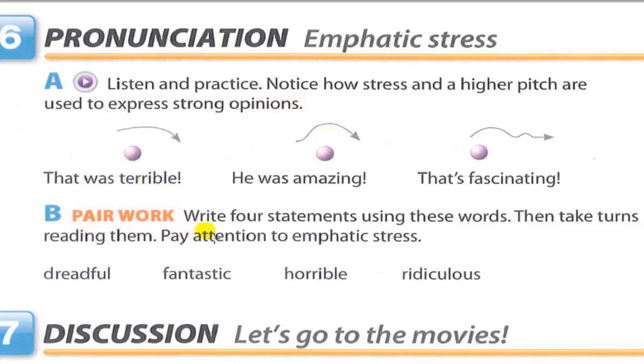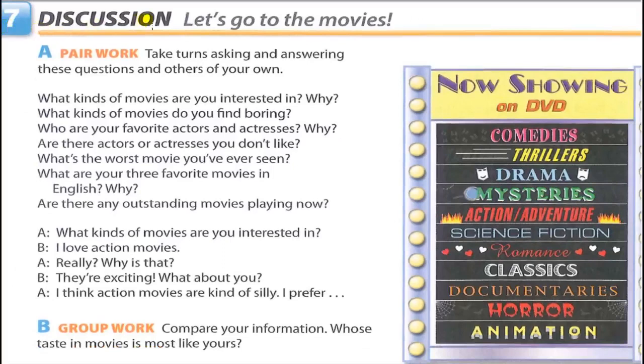Part B, pair work. Write 4 statements, 4 sentences using these words. Then take turns reading them. Pay attention to emphatic stress. You make a sentence like dreadful, fantastic, horrible, ridiculous. Example: That book is ridiculous. That movie is fantastic. His life is horrible.